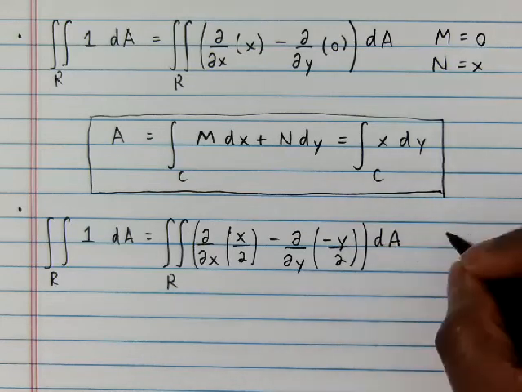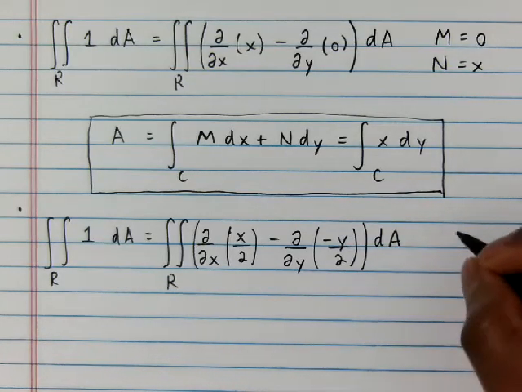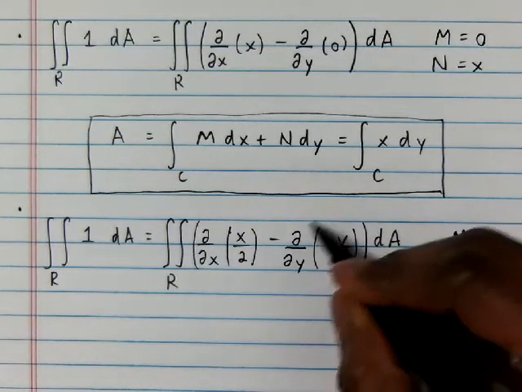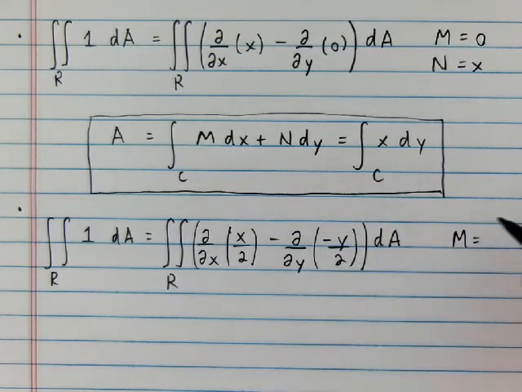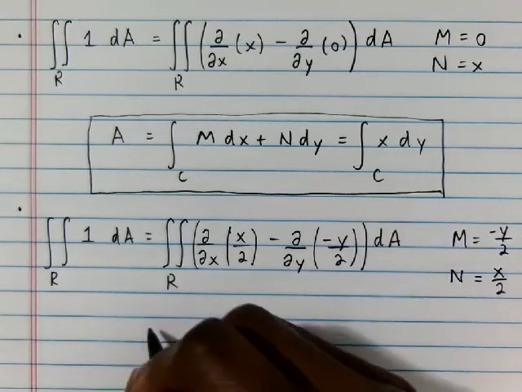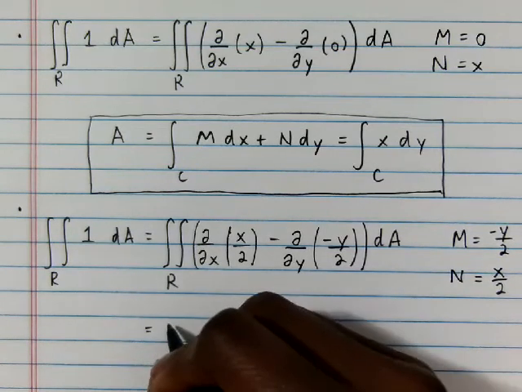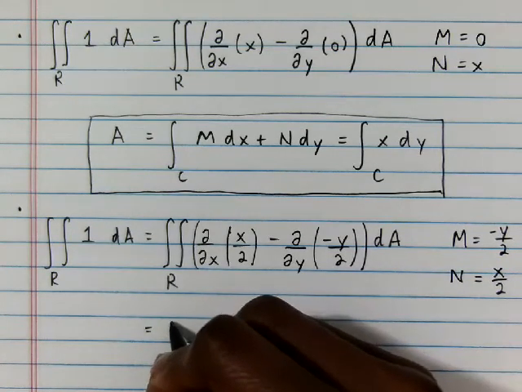So here in this scenario, our M is whatever we were taking the partial with respect to y of, so negative y over 2. And our N is x over 2. So this just is the same as the line integral.